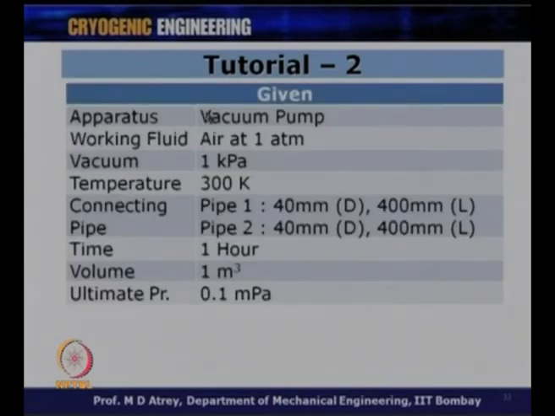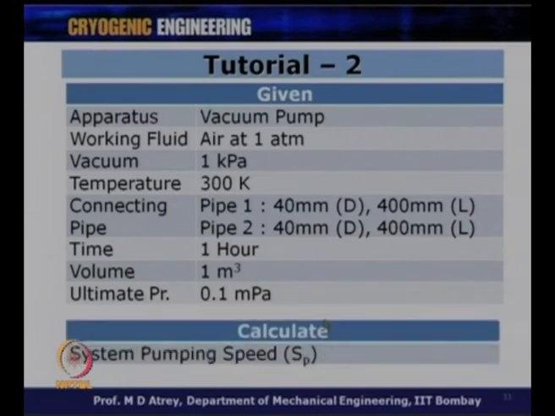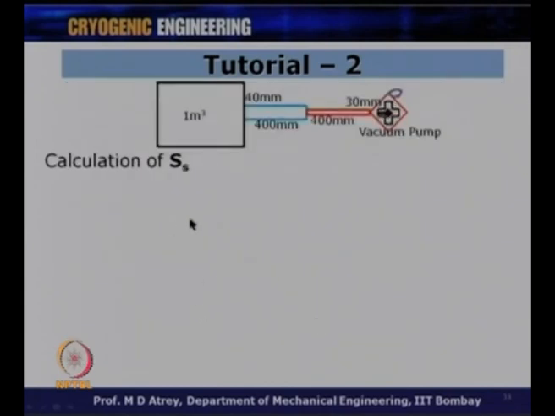So, what is given to me? Vacuum pump system has been given to me. Working fluid is air at 1 atmosphere, vacuum requirement is 1 kPa, temperature 300 Kelvin. I got a connecting pipe of 40 millimeter, 400 millimeter, 40 millimeter, 400 millimeter, then time is 1 hour, volume is 1 meter cube, ultimate pressure is 0.1 millipascal. System pumping speed is Ss. So, calculate the value of Ss.